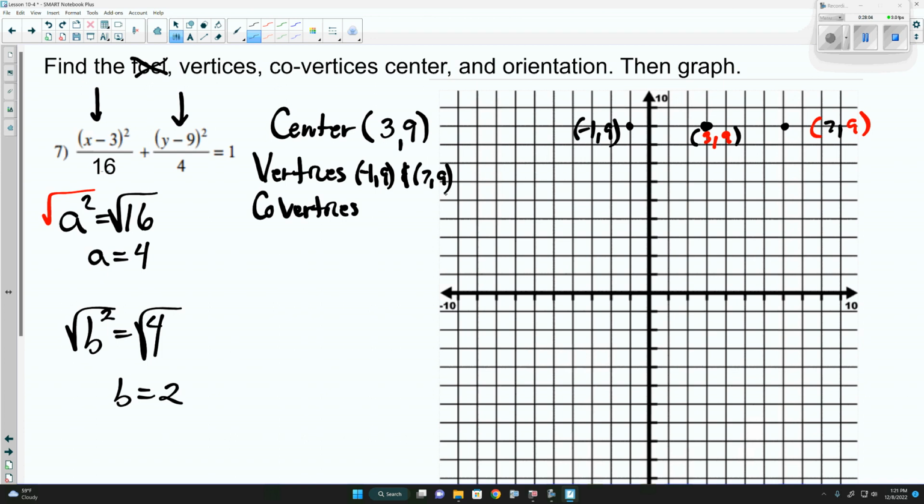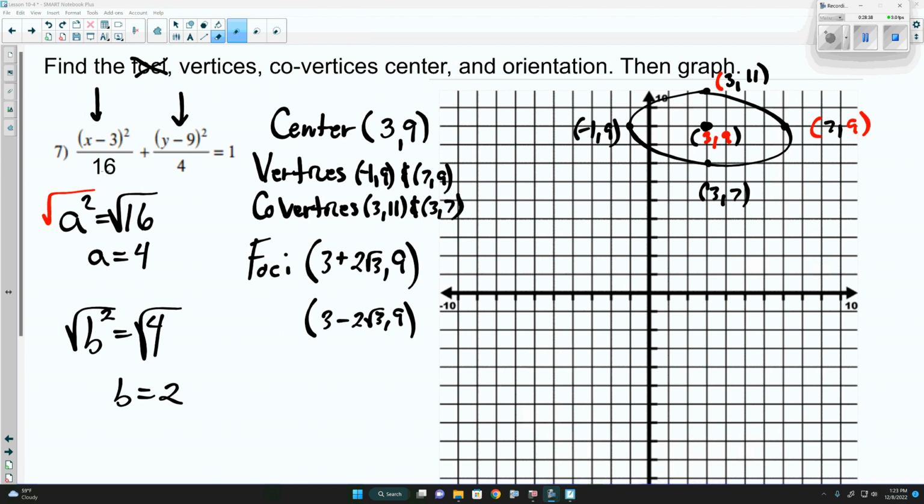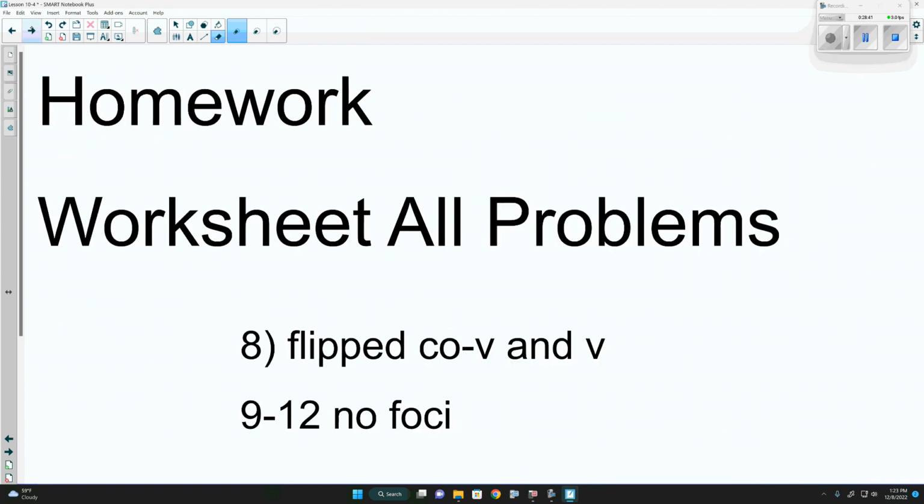Co-vertices is up and down, so we're going to go up and down 2. Down 2. Up 2. So we would have 3, 11 and 3, 7. And last but not least, we would connect those points. Other than that, that is it.